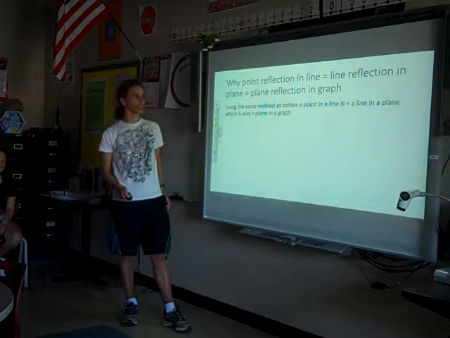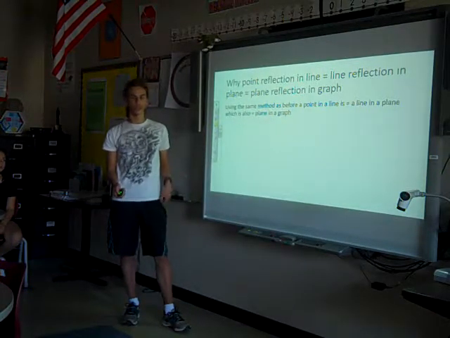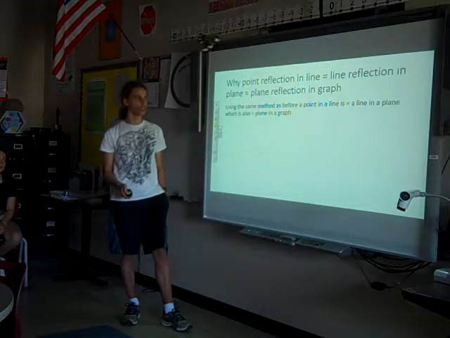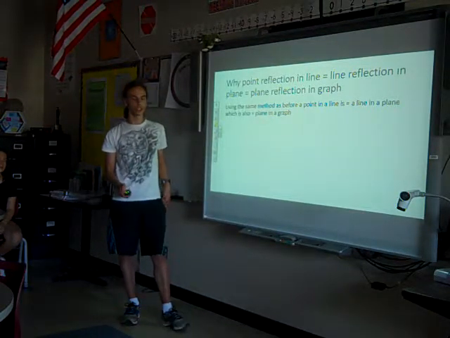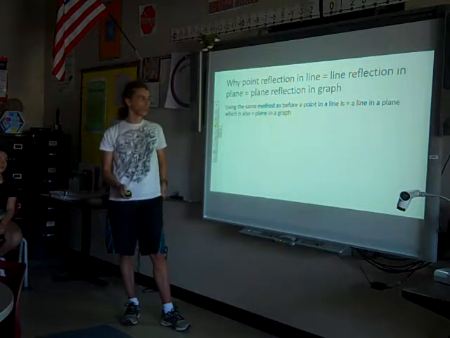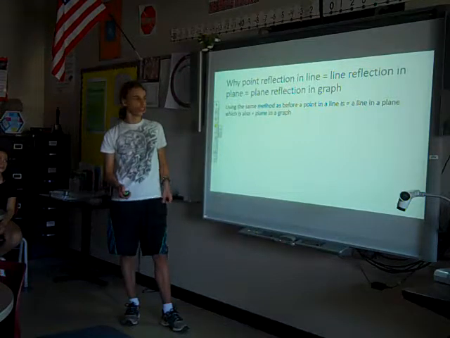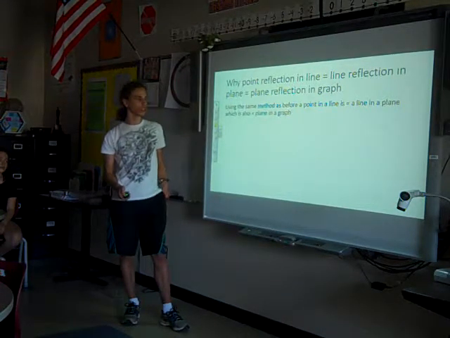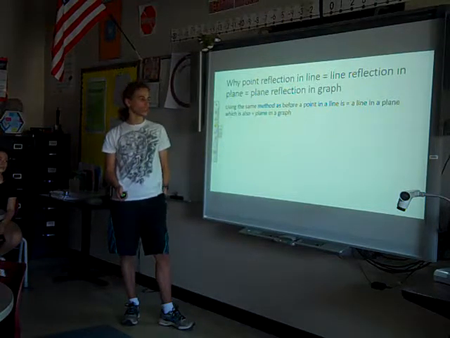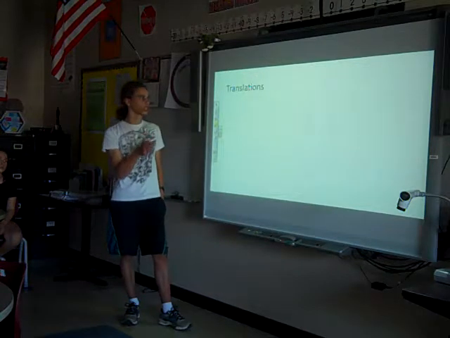A point reflection in a line is also the same as a line reflection in a plane and is equivalent to a plane reflection in a three-dimensional space, because, as I previously showed for the line in a graph, a point in a line would be equivalent, or a line in a plane would be equivalent, to tons of points and lines stacked up on each other, and also the same for the plane in the graph. Thus, they have similar properties.